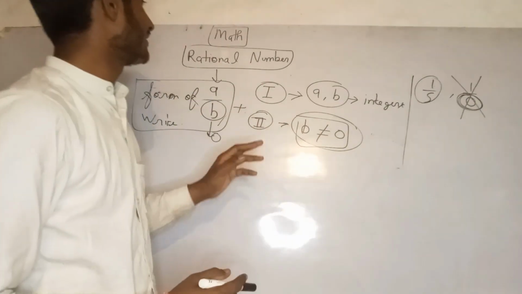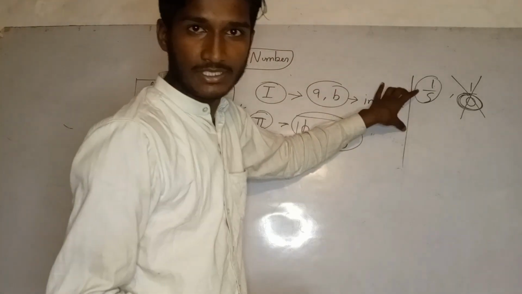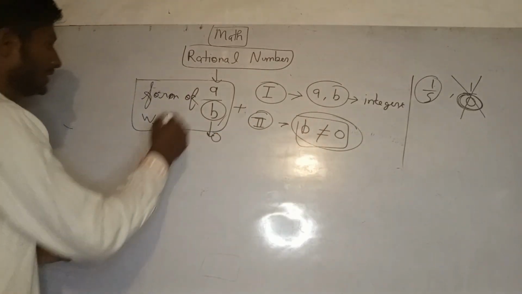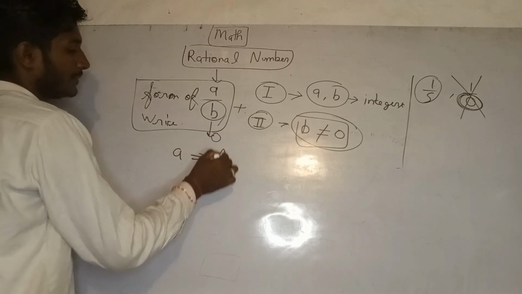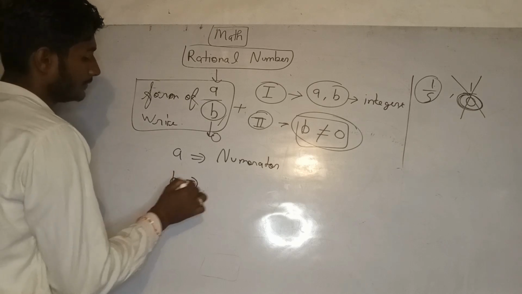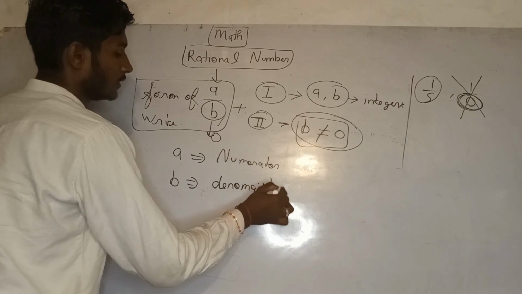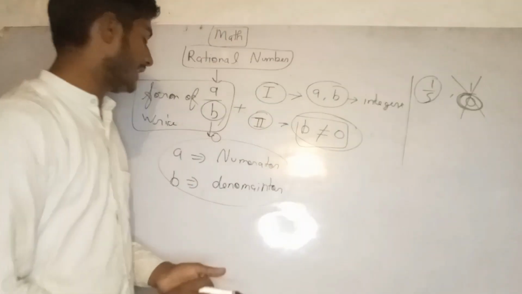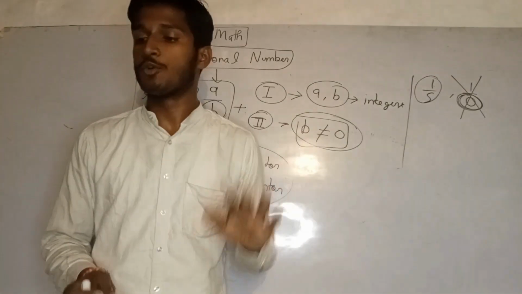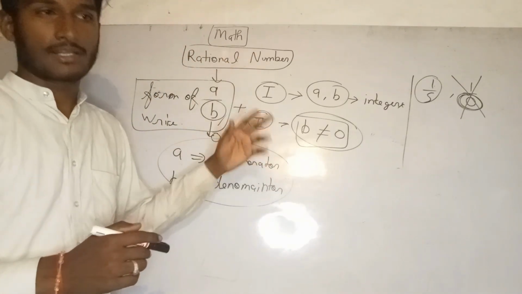So then what is a rational number? A rational number means the form a upon b, where a and b are integers and b is not equal to 0. Next, we understand a is called the numerator and b is called the denominator. We can call a the numerator and b the denominator. It is the definition of a rational number.